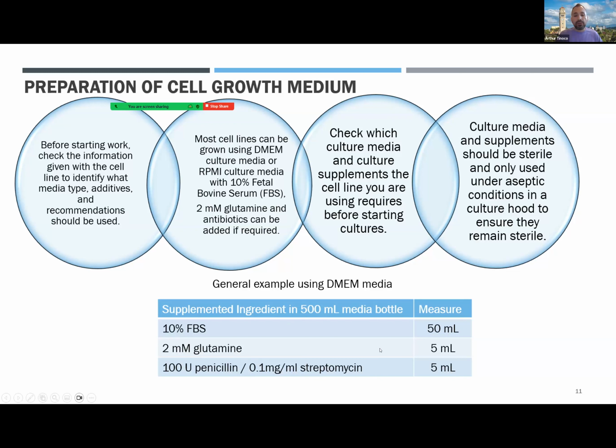And then you have to add 5 milliliters of glutamine, and then 5 milliliters of your mixture of your antibiotic cocktail. So we typically work with penicillin and streptomycin, but there may be other cell lines that might require a different type of antibiotics, or maybe you're not going to use any antibiotics, so then you would not supplement.